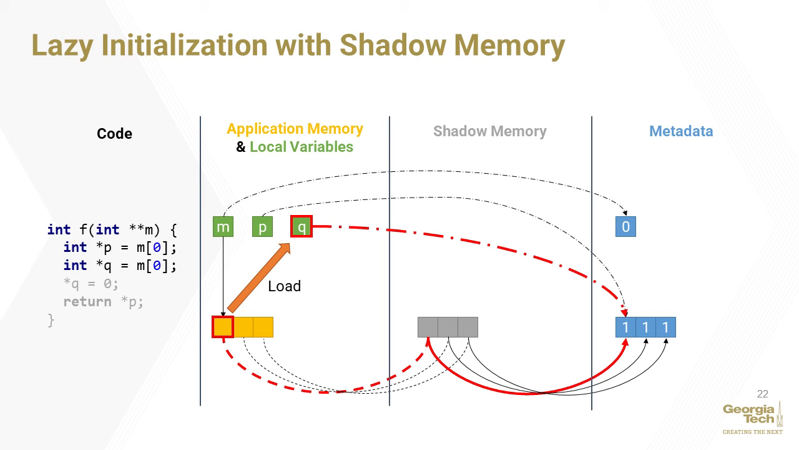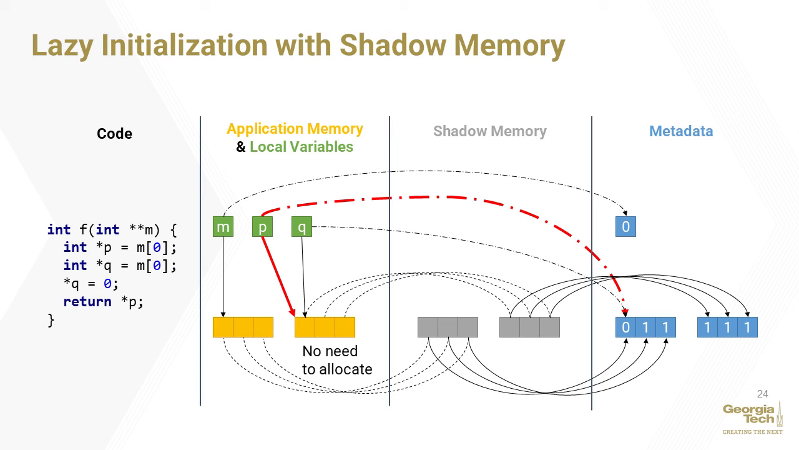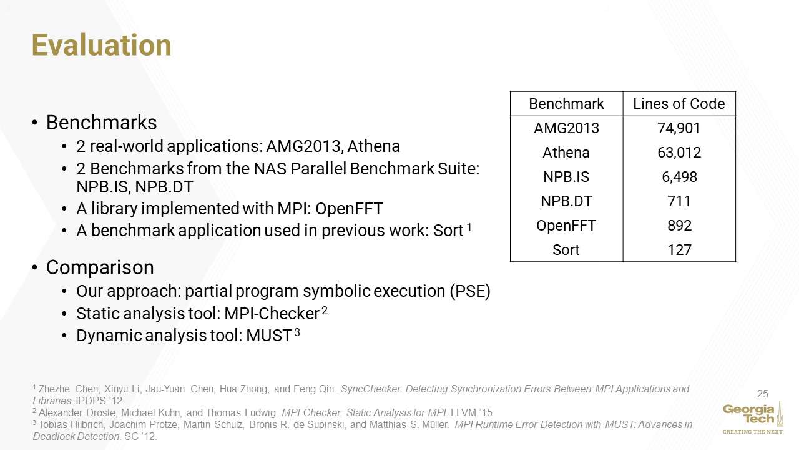Note that P and Q are now referring to the same metadata cell because they hold the same symbolic value. Now we dereference Q by performing lazy allocation and unset the metadata bit it is referring to. And finally, when P is dereferenced, because its referring metadata bit is 0, we know it does not need lazy allocation.